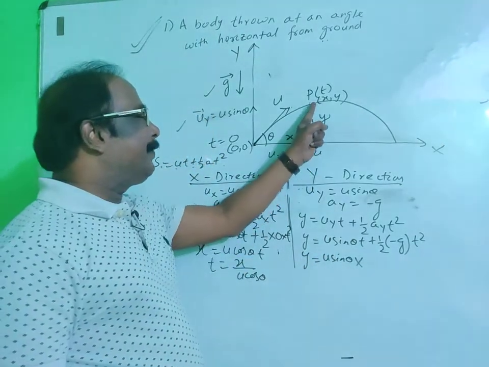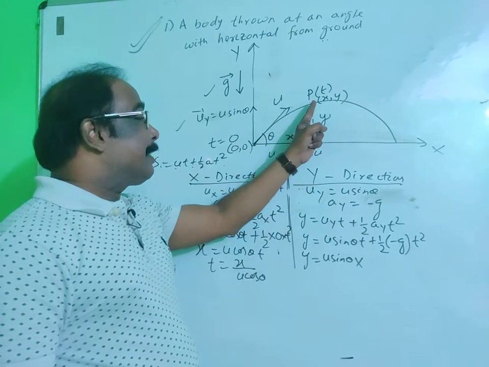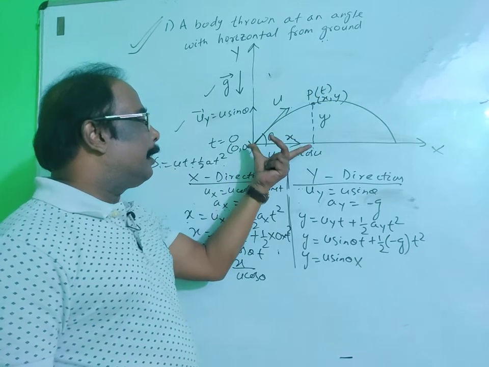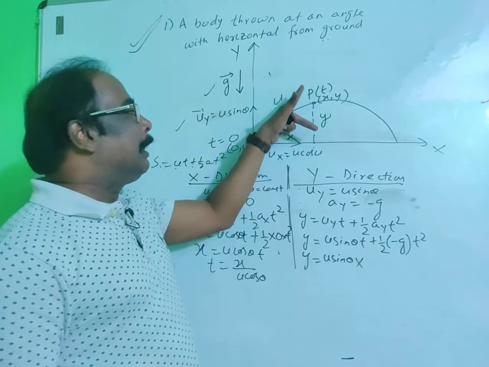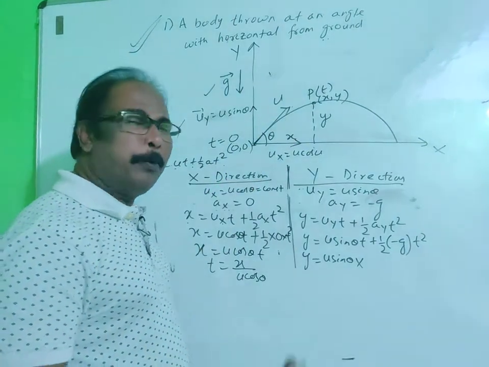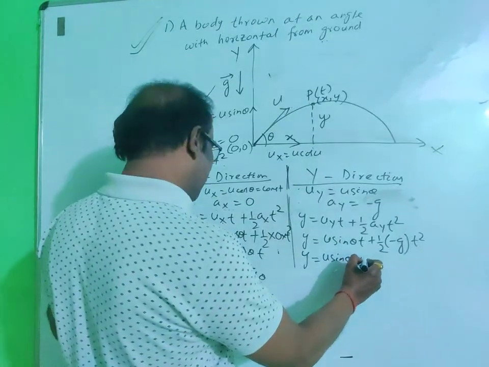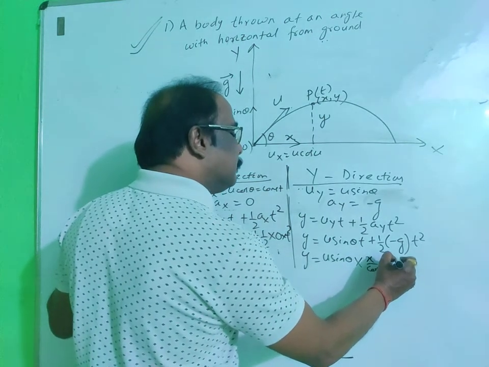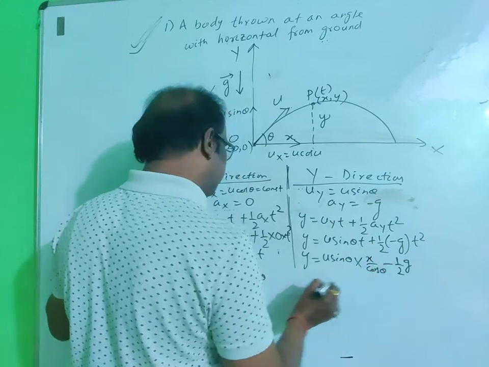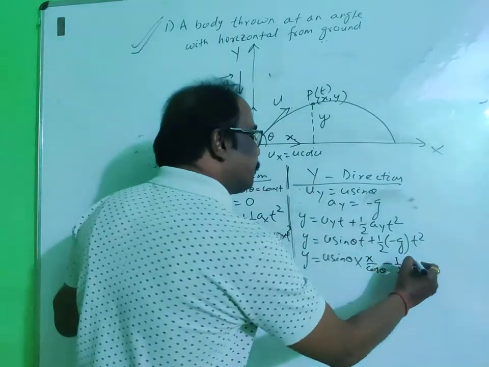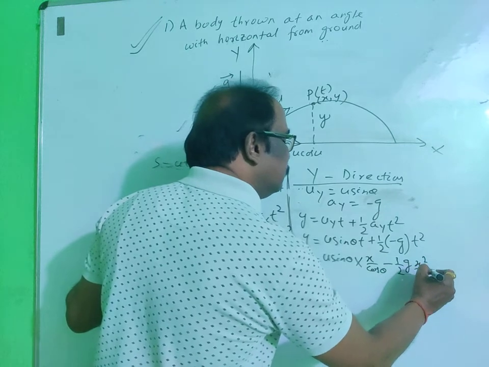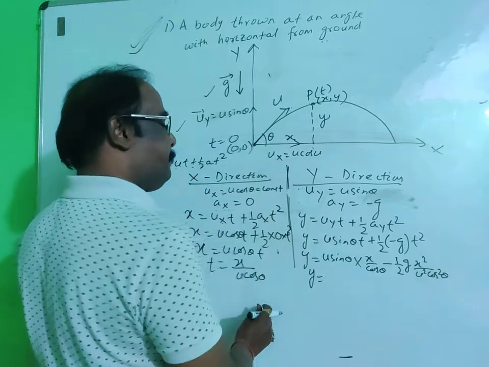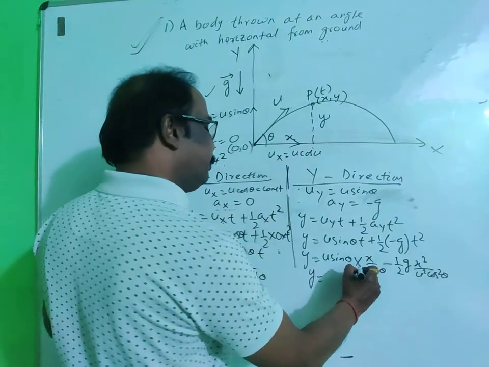The time taken by the body to reach point p is t. That time is equal to the time taken by the body to cover distance x and the time taken to cover distance y. So y is equal to u sin theta into t, where t is equal to x by u cos theta, minus 1 by 2 g t square. T square means x square divided by u square cos square theta. So y is equal to, this is u cos theta.